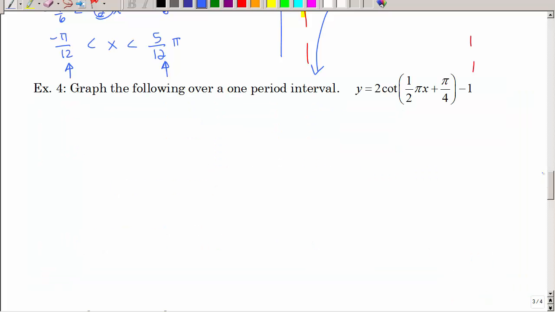Let's do a cotangent. All right, so again, our amplitude is 2, our vertical shift is down 1, and I'm going to take the angle, and again this is my way, and I'm going to set it between what two values? Where did my original cotangent begin and end? What were the asymptotes? They were at 0 and pi. That's the tricky part. You've got to just memorize that. So I'm going to subtract pi over 4.